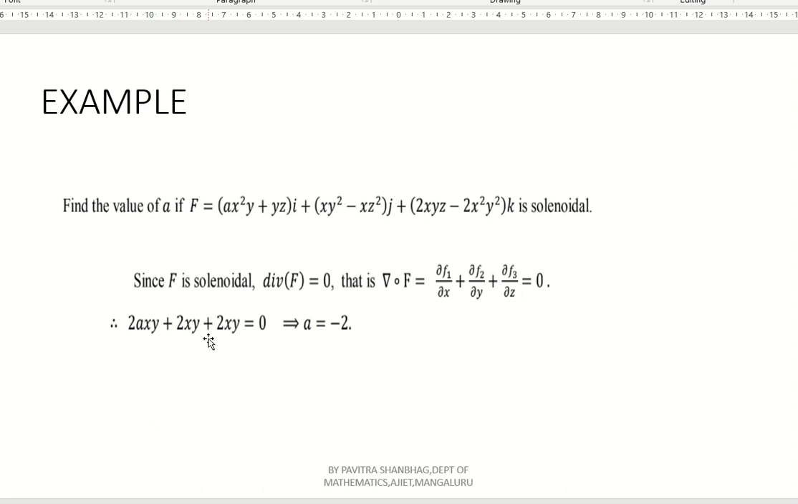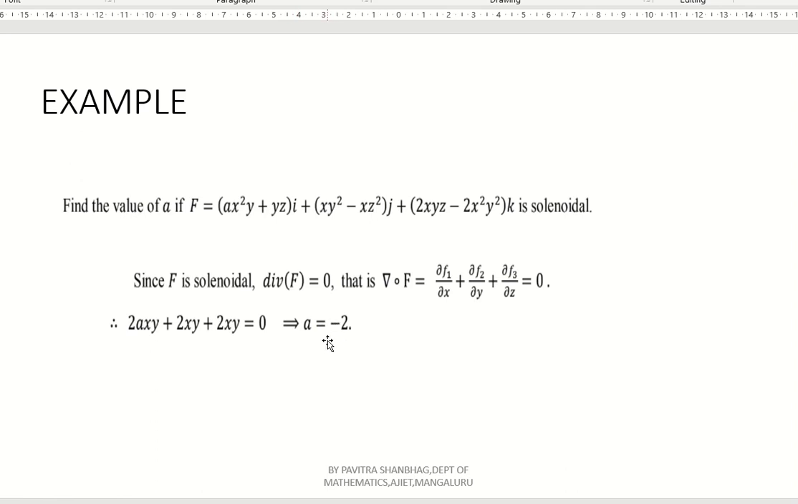What will you get here? 2axy + 2xy + 2xy. What is common here? 2xy is common. What remains? a + 1 + 1, or a + 2, equal to 0. But a + 2 equal to 0 means a equals minus 2, because xy cannot be equal to 0, right? So 2xy common means 2xy(a + 2) = 0, and since xy is not equal to 0, therefore a + 2 = 0, or a = −2, right?